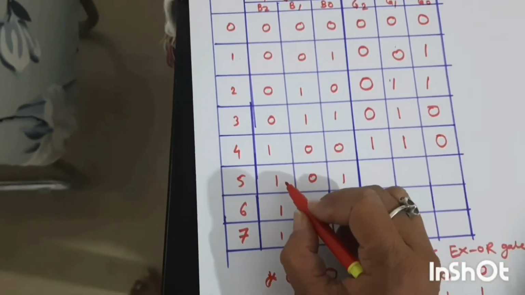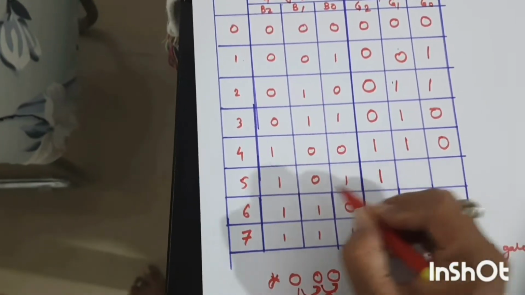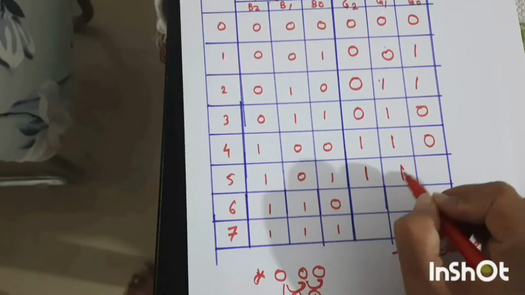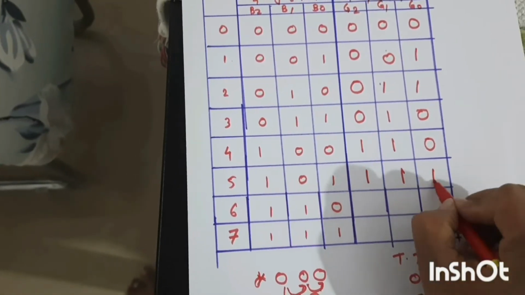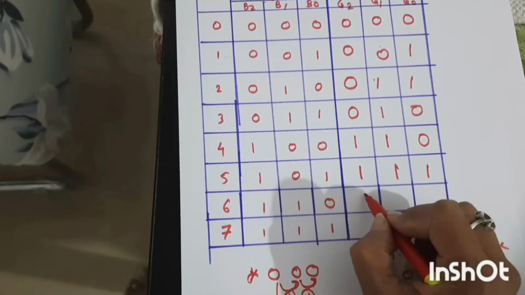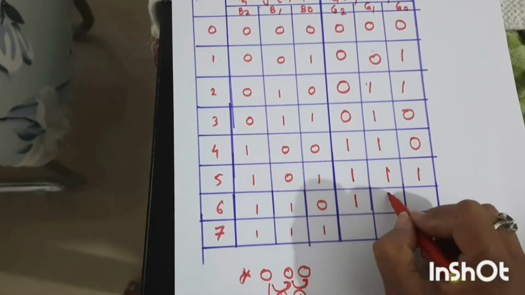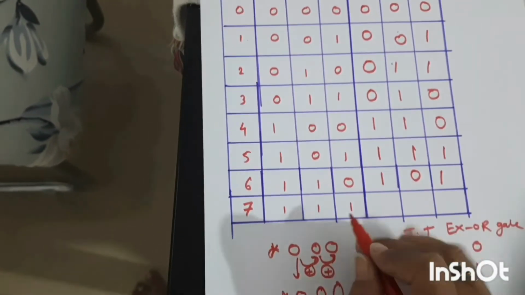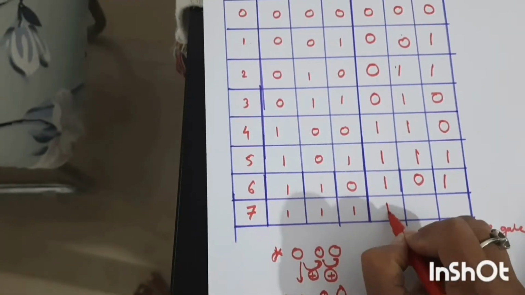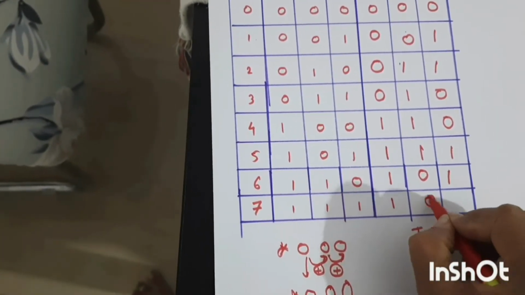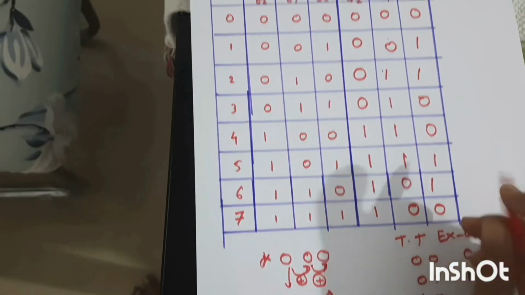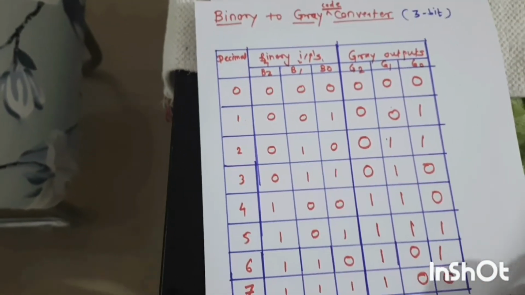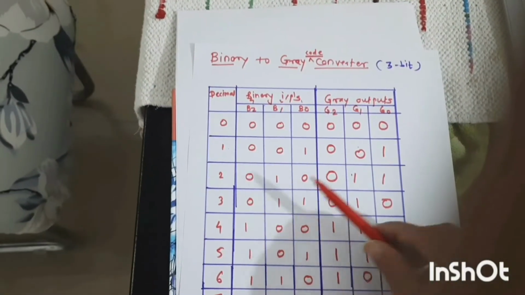Again for this number, the first number is as it is, 1 XOR 0 which is 1, 0 XOR 1 which is 1. Now again 1 as it is, 1 XOR 1 is 0, 1 XOR 0 which is 1. Now 1 as it is, 1 XOR 1 which is 0, 1 XOR 1 which is 0. So we have just got the truth table for binary to gray conversion.